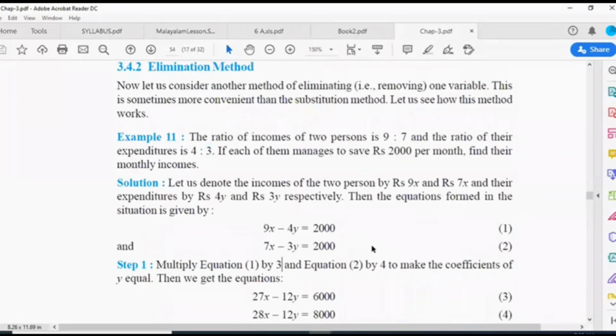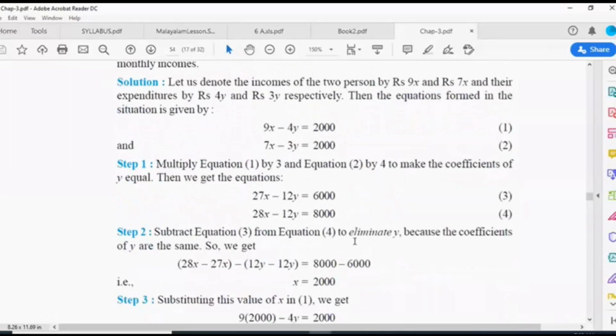Now what you have to do is compare the coefficients. 9 and 7 are not equal, and the coefficients of the y terms, 4 and 3, are not equal either. So the method is to rewrite the given equations, equalizing the coefficients of the y terms. We multiply the first equation by the coefficient of y of the second equation, that is 3. You get a new equation: 3 times 9x is 27x, 3 times minus 4y is minus 12y, and 3 times 2,000 is 6,000.